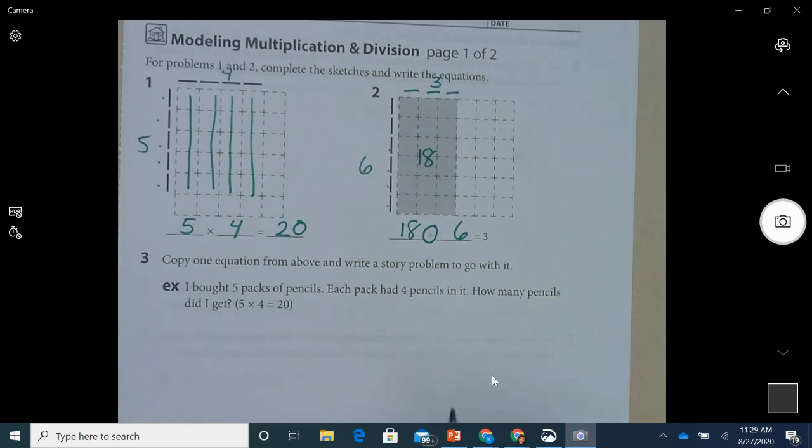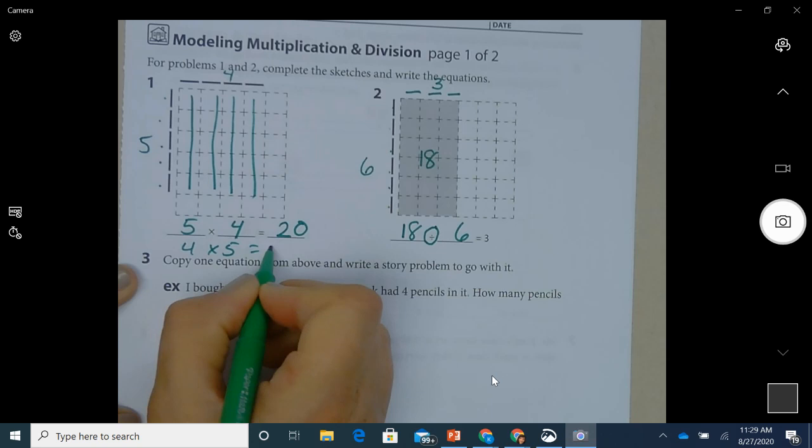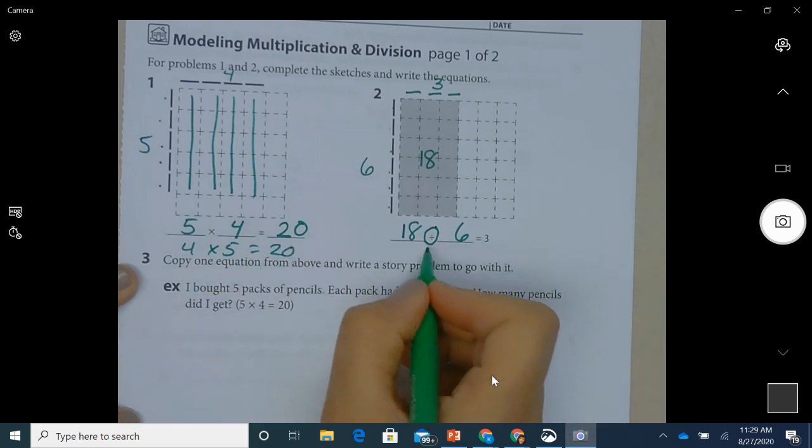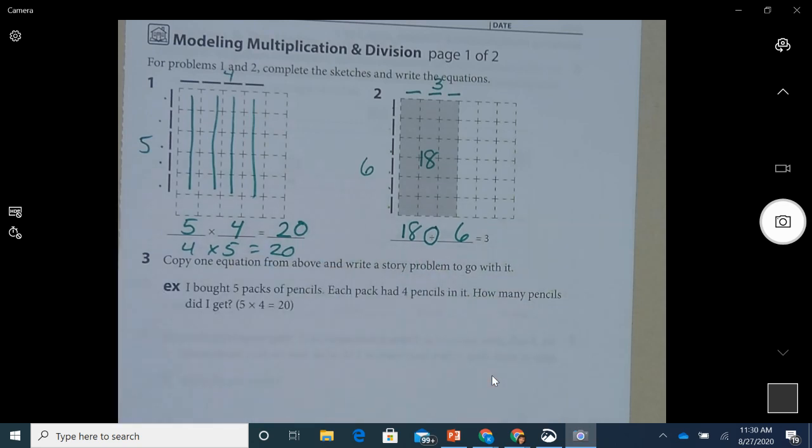Okay, so this could be reciprocal. You could have 4 times 5 equals 20 for yours. You wouldn't have 6 divided by 18 because you always have the larger number first. So 18 divided by 6 is really all I could do for division there.